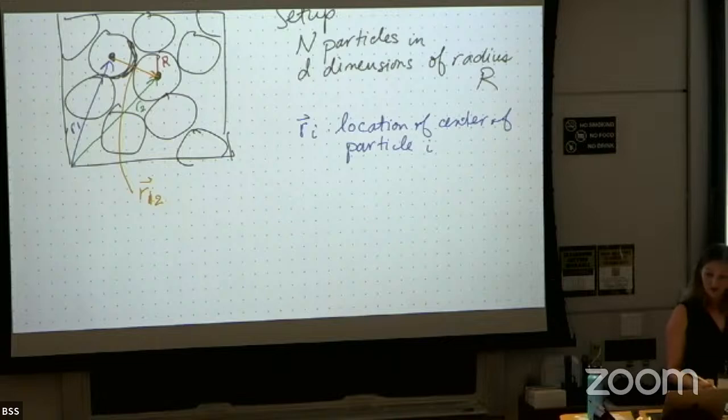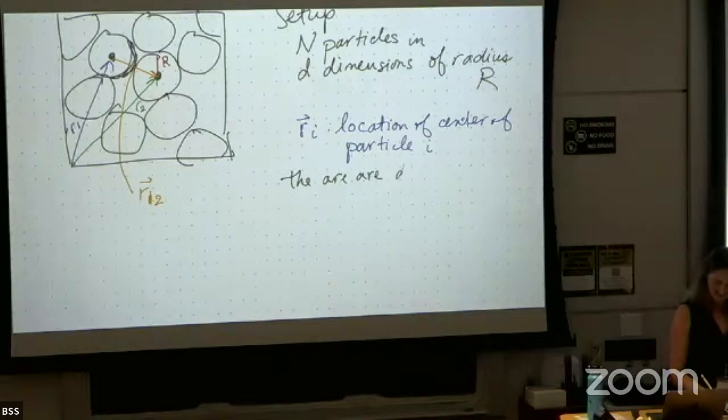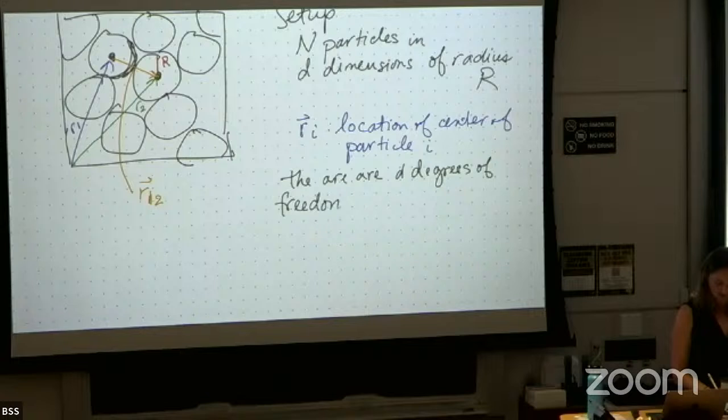Okay, so there are d degrees of freedom. I know it's a pathetic dance, it's true. There are d degrees of freedom per particle. So in 2D, we have this is 2D.